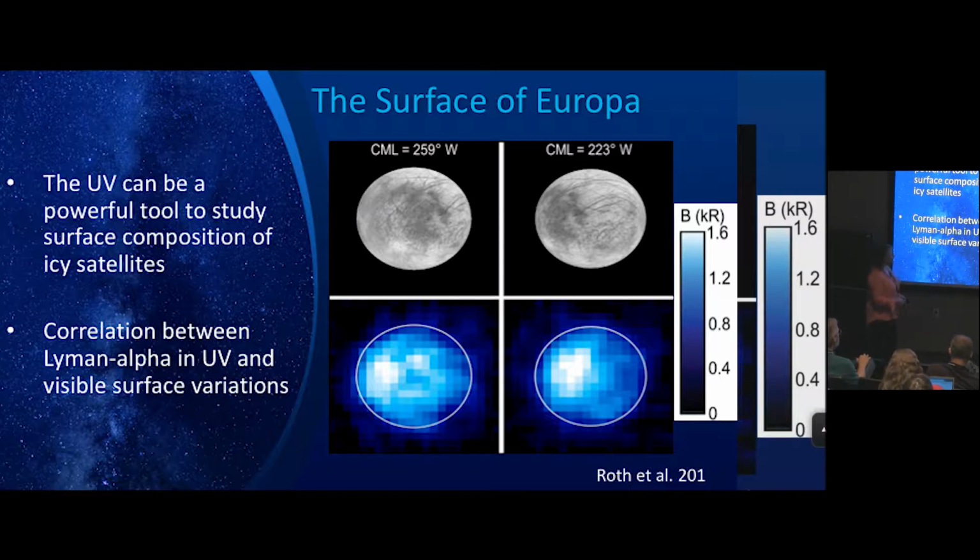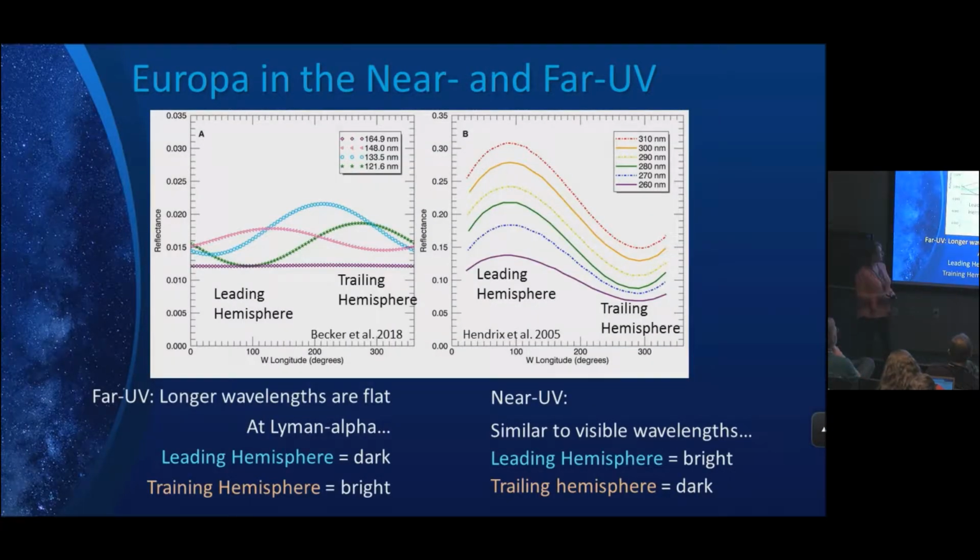But what we saw when we started looking in the UV, and this was done by Lawrence Roth, when he was looking at the plumes and other features on Europa, is this sort of correlation in Lyman Alpha, this bright region here, actually with this dark region here. So in fact, where it's dark in the visible, we start to see this brightening effect in the Lyman Alpha.